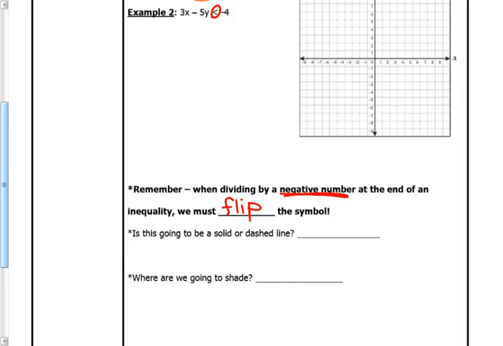Okay, so looking at our example right here, just looking at that symbol, is this going to be a solid or a dashed line? So remember, we said it's a solid line if we see that there's a line underneath the symbol, right? It's a dashed line if we don't see it. So looking at this example here, there is no line underneath there, right? Because there's no line underneath, this is going to be a dashed line.